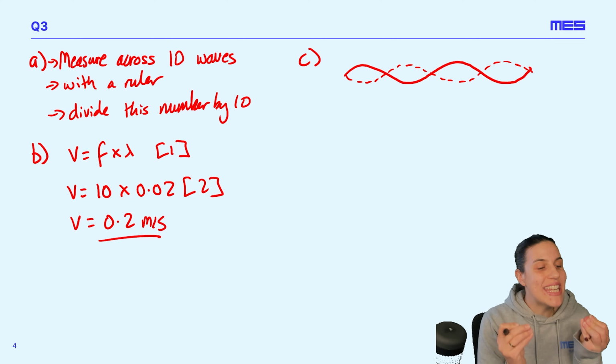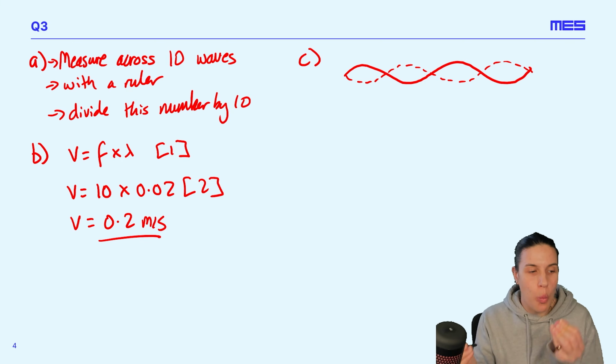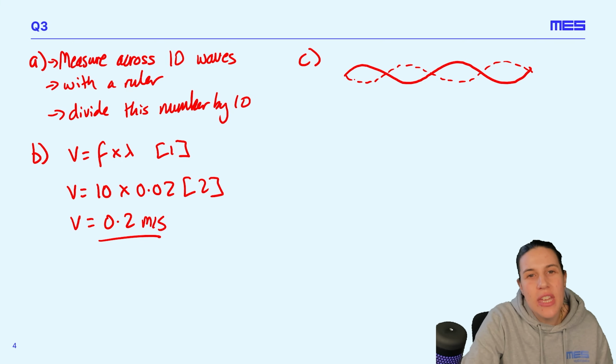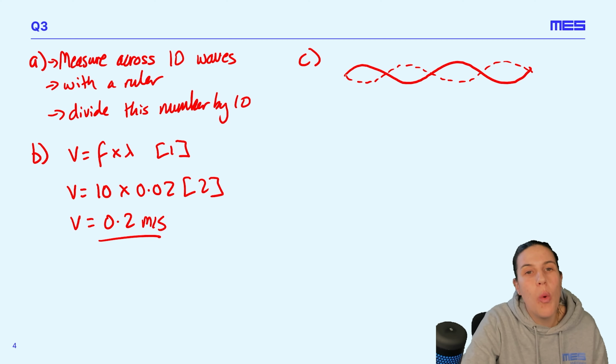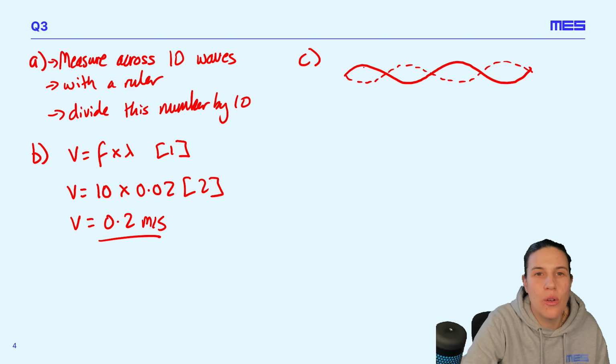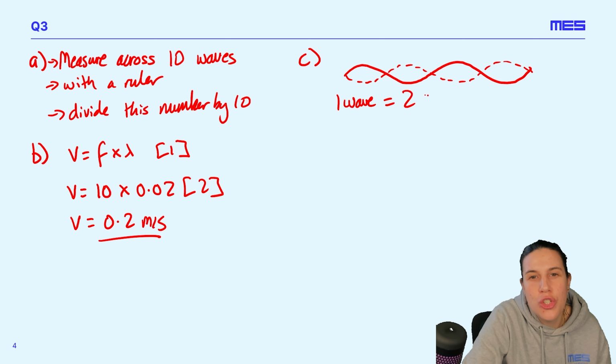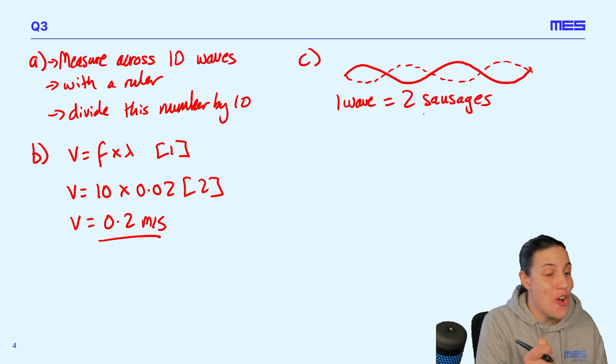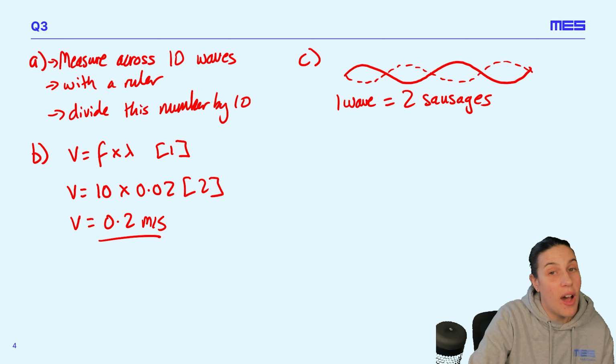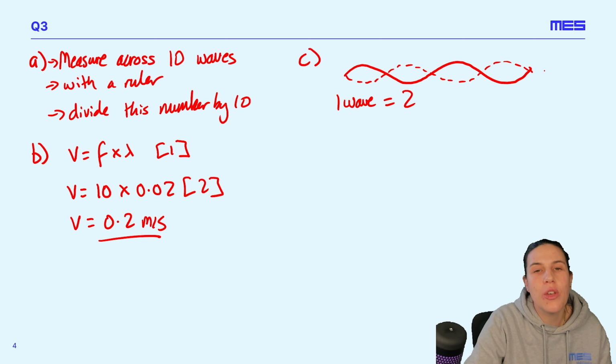But what we need to do is we need to be able to measure a wavelength, okay? I think of these guys as being sausages. Now, we know that a wave needs an up and a down. So one total wave is 2 sausages. Okay, we're not going to talk about them in our exam as being sausages. Okay, but I think they look like sausages. We might call them loops.